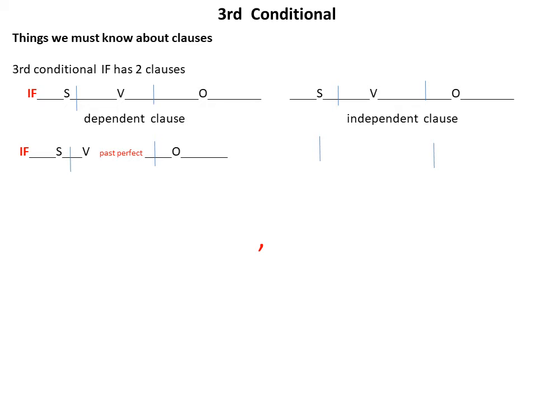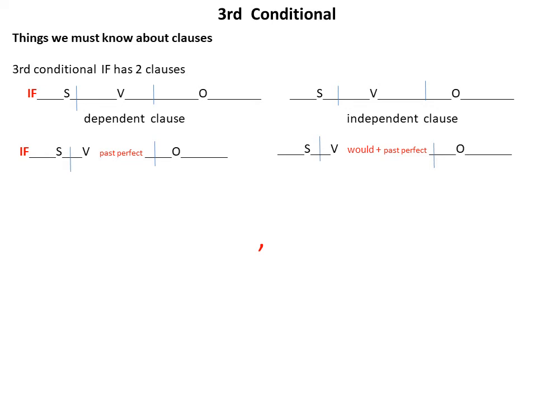We also need to check when we talk about conditional if clauses. Again, we get to see our two clauses, our dependent and independent. The difference basically deals with the verb tenses. Check out this first one, if. If clause, third conditional. Past perfect.